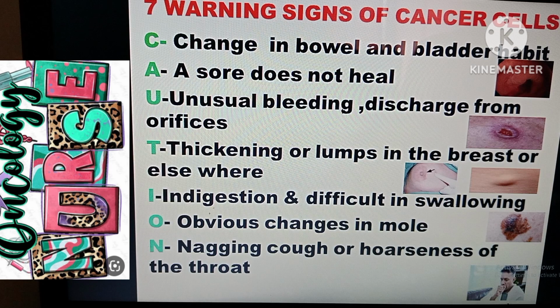N stands for nagging cough or hoarseness of the throat. A continuous cough will be there. Whatever medication you take, it will not disappear or stop.